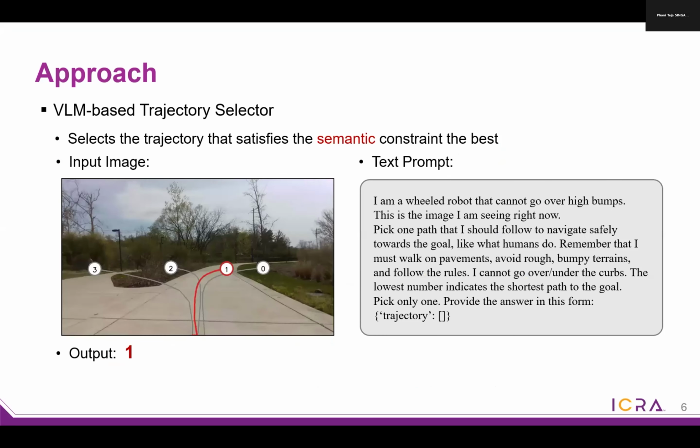In the second stage, we leverage a VLM to select the most contextually appropriate trajectory. We overlay the generated paths onto the camera image and label them with numbers. Then we prompt the VLM using natural language so that we can pick the most human-like and semantically valid path.